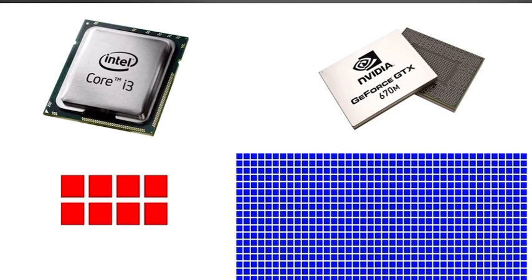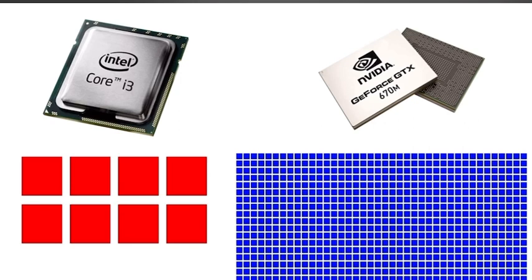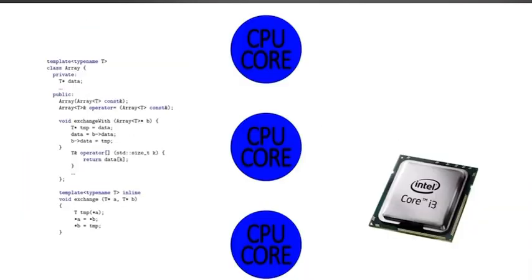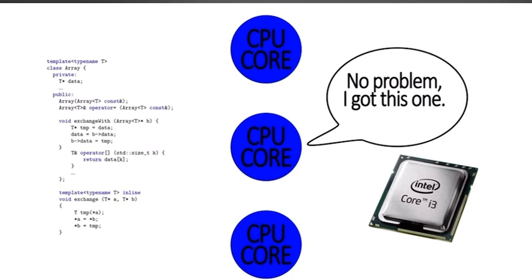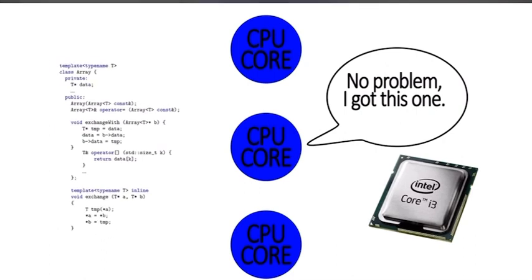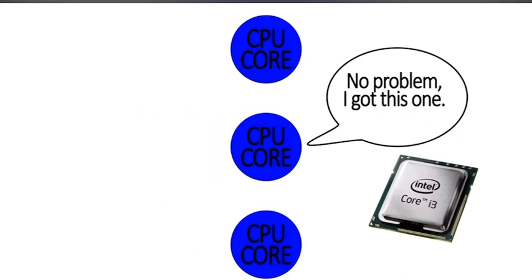Although a CPU has fewer cores, each core in the CPU is far more powerful than each one in the graphics card. This is because CPUs are used for things like logic and instructions, which can get very complicated. Even though these cores are more powerful, they can each only do one task at a time. Now, when you're talking about instructions, that's okay.